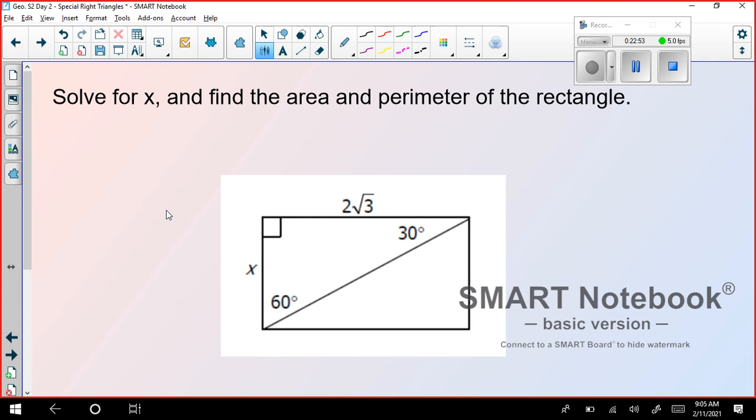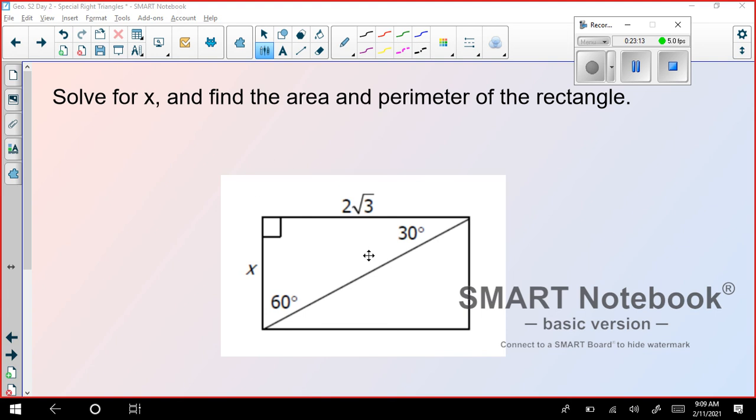Okay, all of you try this particular problem. We will go over the solution in a while. Solve for x and find the area and perimeter of this particular rectangle. I'll give you exactly a couple of minutes, then we will go over the solution. Just a second, guys.